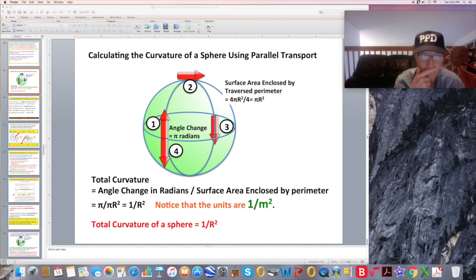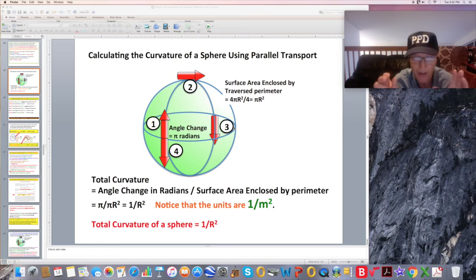And so it turns out that the method of calculating curvature is to take the change in the angle and divide by the area enclosed by the perimeter of your journey. So that works out to the change in the angle is 180, so it's pi, and the area enclosed by that perimeter of travel is 1/4 of the surface. There's 2 of those surfaces on the top, 2 on the bottom, so it's 1/4 of the surface of a sphere. So it's 4 pi r squared, the surface of a sphere.